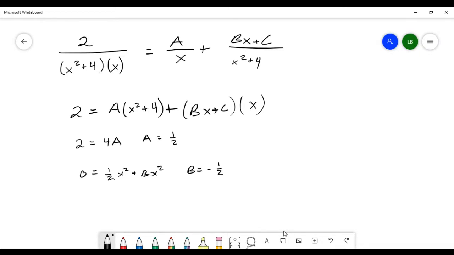So I just collected the x squared terms. Ax squared, bx squared. There. And then that tells us that b is equal to negative 1/2. Lastly, I'm going to collect the x terms. So that would be c times x right there. And there's none on the left-hand side. And we actually don't get any x terms from a times x squared plus 4.